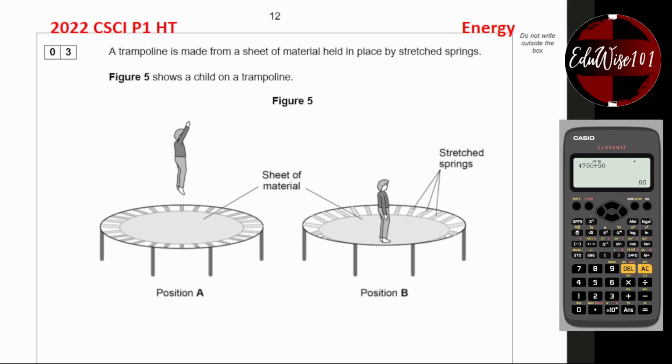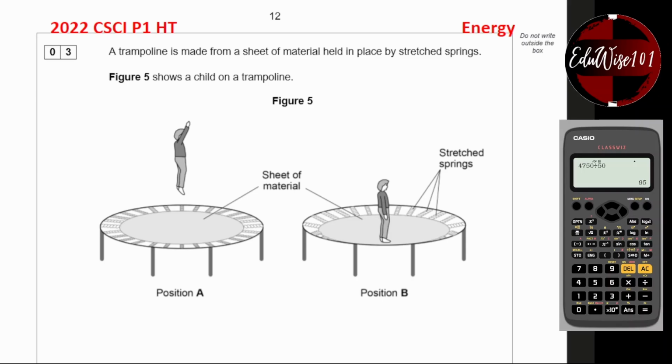Hello everyone, in this video I'm going to go through the AQA 2022 Combined Science Physics Paper 1 Higher Tier. This is question number 3, which is on the energy topic. A trampoline is made from a sheet of material held in place by stretched springs.